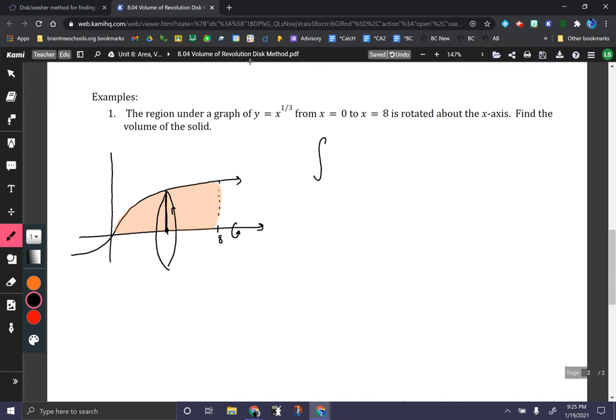So what we're going to set this up as is the integral of pi r squared dx. We're going to use x because we're rotating it around the x-axis, and that's how the slices are going to be created. And our limits will be from x equals 0 to x equals 8. In our case, the r that's being dictated here goes from our function y equals x to the 1/3 down all the way to y equals 0. So the r that we have here is x to the 1/3 minus 0. So we're looking at the integral from 0 to 8 of pi times x to the 1/3 squared dx.